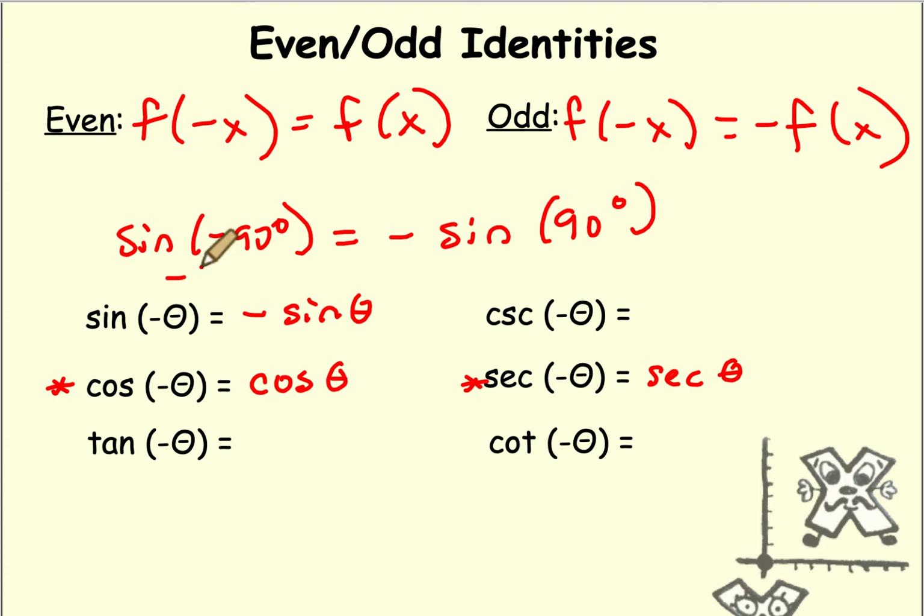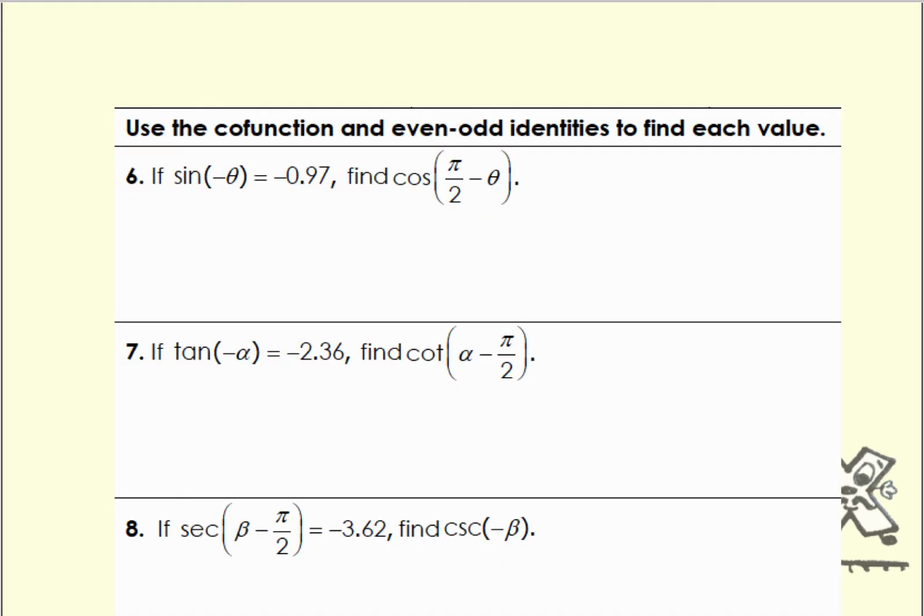And so sine of 90 is +1, but the opposite of 1 is -1. So that's kind of how it works. Okay, so cosecant, we would say, is odd. So cosecant of a negative angle is the opposite of the cosecant of its positive angle. Tangent, same thing. And cotangent, same thing. Okay, so let's go ahead and look at these and how we can use them.